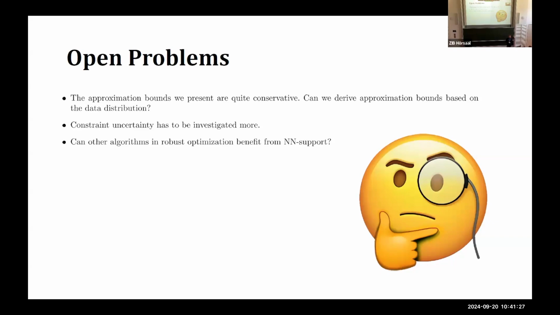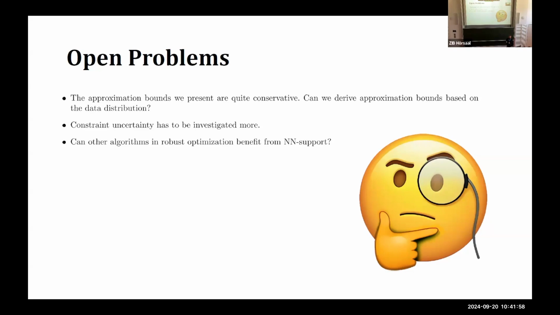We have an approximation bound, but this is a very conservative one. So the question is, how good are our solutions? Can we actually guarantee that they have a certain error compared to the optimal solution? Then of course the constraint uncertainty case is still very hard to solve. So the facility location has constraint uncertainty, but you cannot always guarantee feasibility because you have constraint uncertainty. So there's a lot to do there.